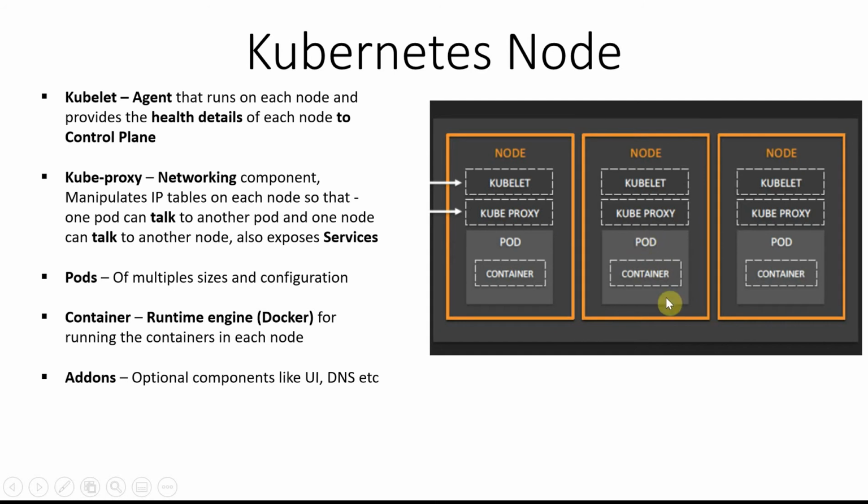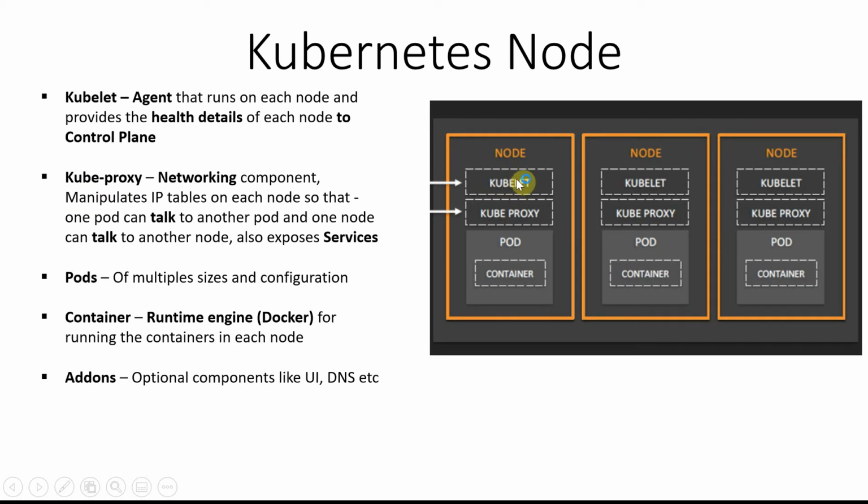But who will give the IP address? And who will manage the network, like you can access this, but not something else? Who will manage that networking stuff? That is done by the kube-proxy. So the kube-proxy takes care of the networking component within the cluster. And also this kubelet.